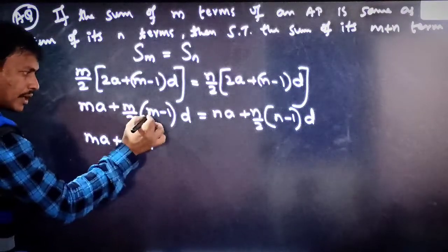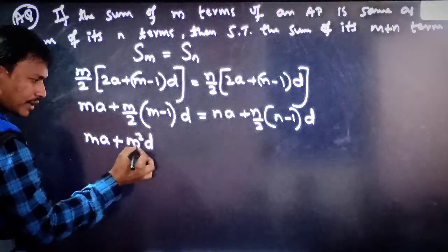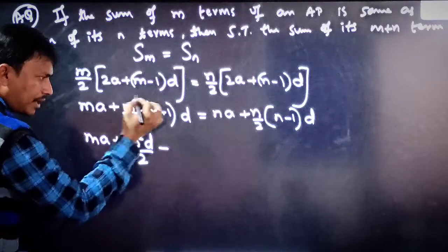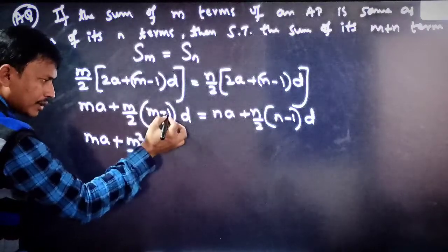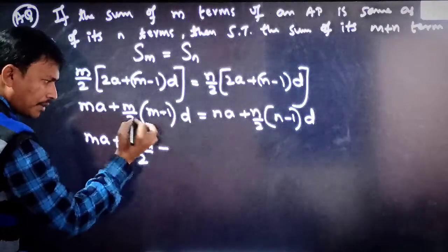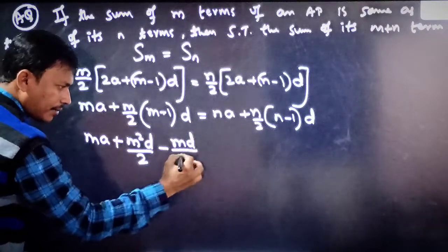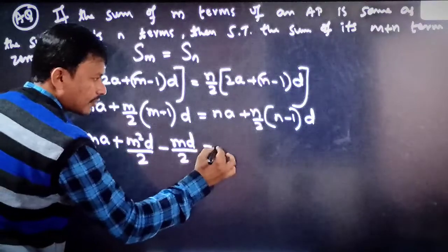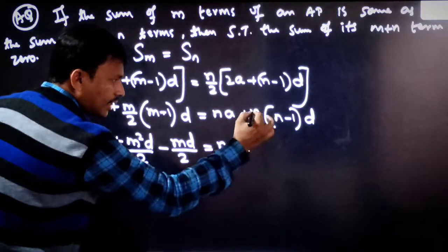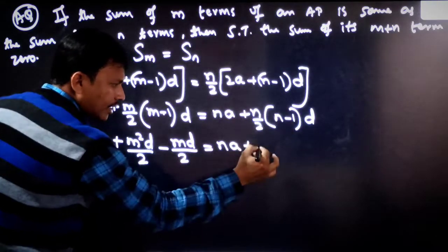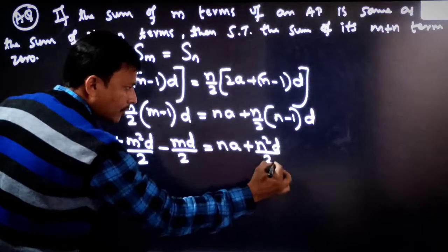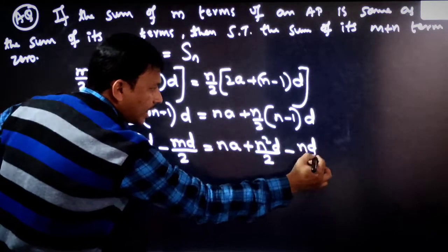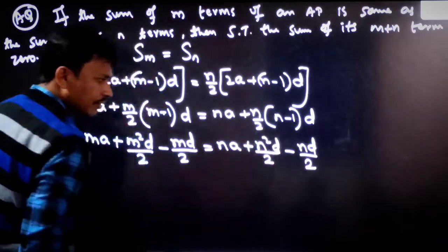Look here, m into m square into d, m square d divided by 2. Then plus into minus, m into d, md, m into 1, md divided by 2. Simple. Correct? Look here, this is equal to na plus n into n square into d, n square d divided by 2. Plus into minus, n ones are n into d, nd divided by 2. Correct?